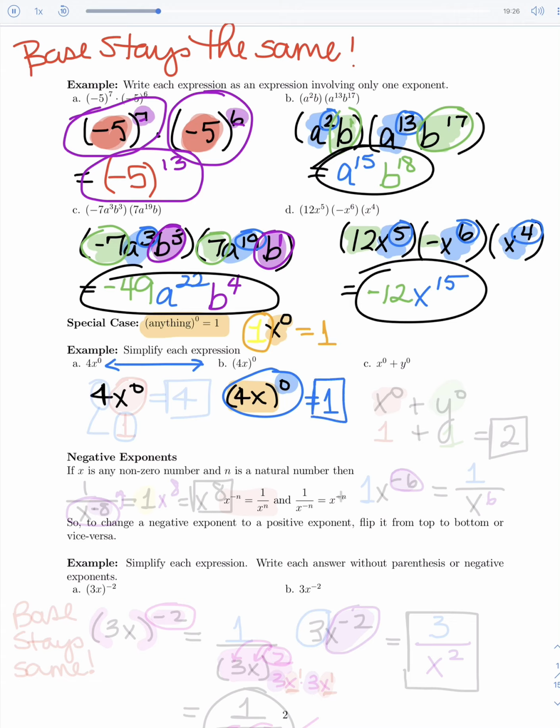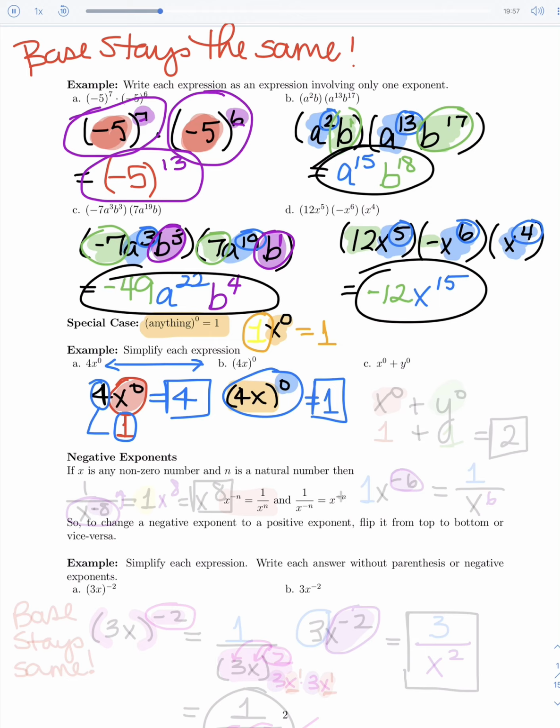However, on part A, there are no parentheses, so the only thing raised to the 0 power is the x. So only that piece, the x to the 0, converts into a 1. It still has a 4 out in front. So you still need to take your 4 that was there times the 1 you just got from the x to the 0, which will actually give you the answer 4.